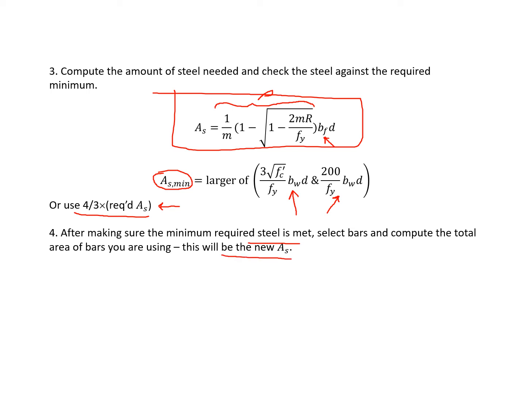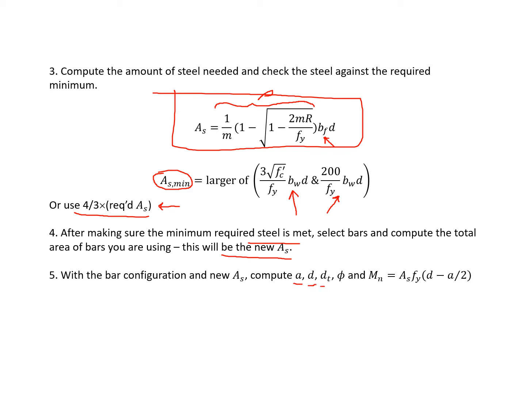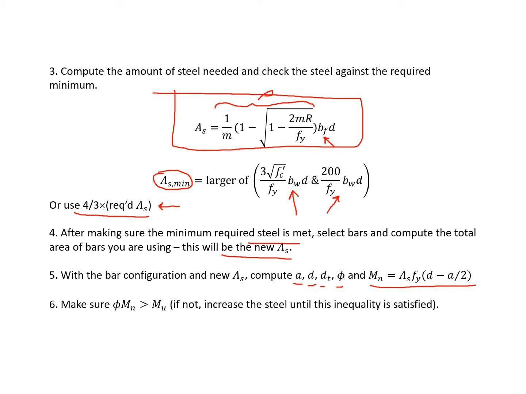Now why do we have to do it? Because the AS that you found from the equations cannot be exactly matched with the right number of bars, and you end up with an AS that is a little bit larger, sometimes maybe even smaller. So you need to make sure that at the end you have adequate strength to meet the design requirements. So compute the AS based on the bars you selected. And with the area of steel, now you can compute a, d, dt, phi, and Mn, which is equal to this equation. And then make sure that phi Mn is larger than Mu.